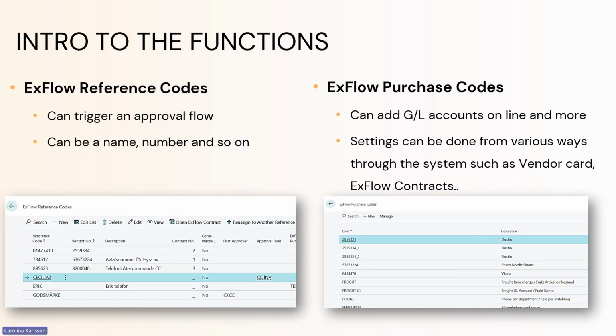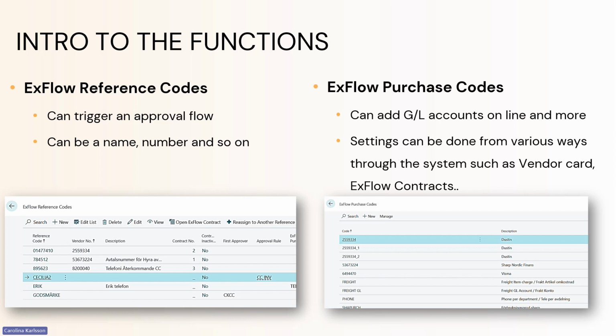So first, an introduction. Let's start with the ExFlow reference codes. You use ExFlow reference codes to apply logic to invoices or documents that you import. So for example, you have ExFlow data capture, ScanCloud, or Finvoice, or somewhere where you import your documents. In those programs, you can use a reference, and when you import it with a reference, you can, with the reference, trigger approvers, suppliers, dimensions, accounts, and so on.